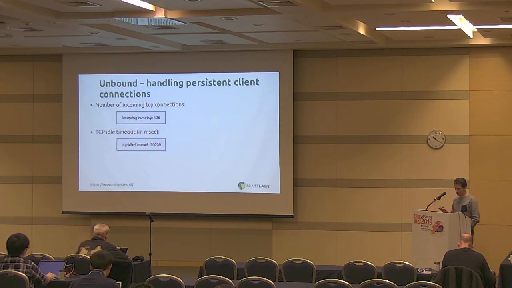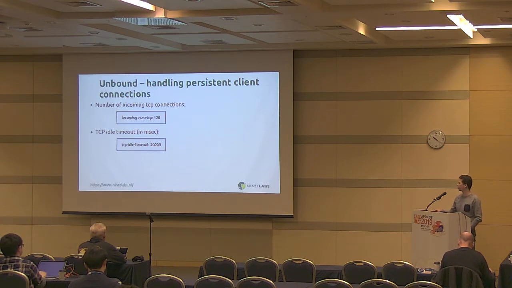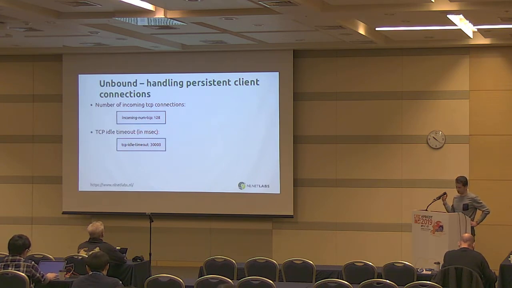So what you want to do in Unbound, if you want to handle a lot of TCP connections, is increase the number of TCP connections you can handle. By default, I think it's 10, which is very low, so make it a high number. I've 128 here, but depending on the traffic you have, the size of your network, you might want to make it even bigger. And you want to set the TCP timeout to a nice large value, so you will keep those connections open. So what Unbound does is it will use this timeout to keep them open as long as it has more than 50% of the incoming NUM TCP connections available, and after that it will decrease the timeout to make sure that we're not running out of TCP connections.